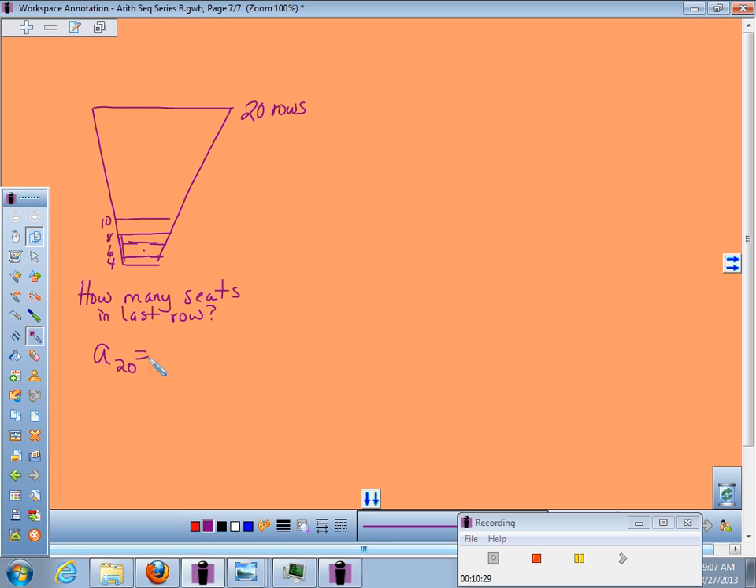So according to the formula, I need to do first term plus. Okay, so 4 would be my first term. Why is it saying 4 plus 2? The difference is going up by 2 every time. 20. And we're doing 20 rows. Alright. And so that's actually going to be 19 times 2 is 38, plus 4 more, that would put 42 seats in that top row.